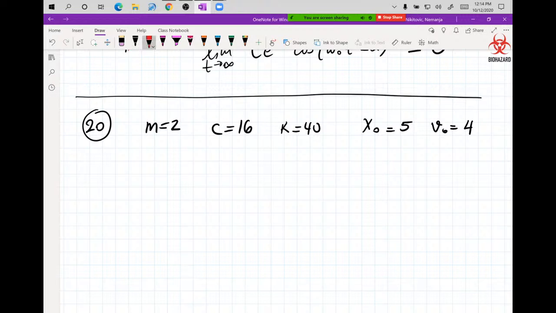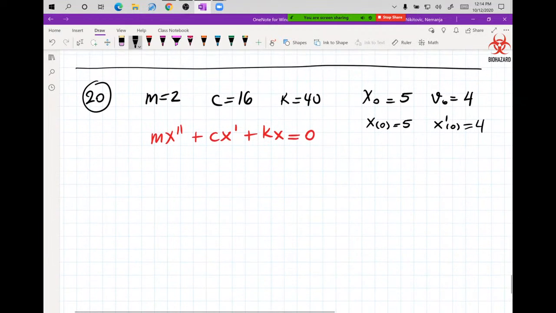What is the equation which we derived last class, which you are supposed to memorize? Well, it is mx double prime plus cx prime plus kx equal to 0. That's the equation that you are supposed to memorize. And you're also supposed to know that your initial conditions are x at 0 is 5 and x prime at 0 is 4. That's what it means. x prime is the velocity. Now, since we don't have to worry about the units, we can just plug the numbers in and plow through the calculations the best we can.